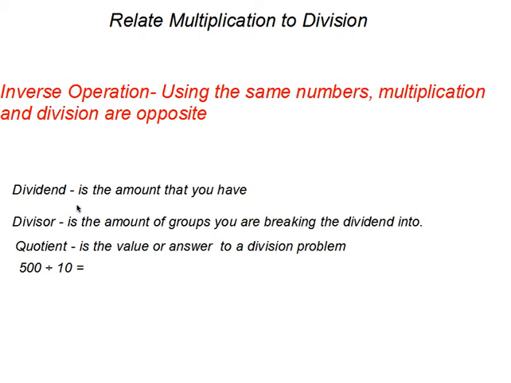So the dividend right here is 500, because that's what we have. We are dividing it into 10 equal groups, so that's our divisor. And when we got our answer, that would be the quotient.